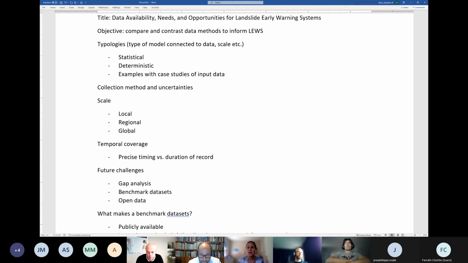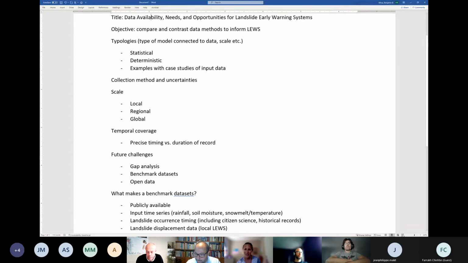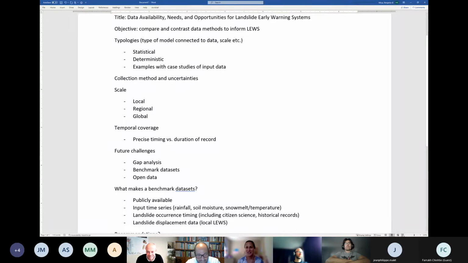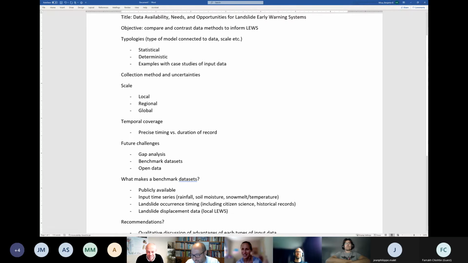Mauro, I see your hand up. Is that a legacy hand, or do you have other thoughts? No, just writing some notes. Great. Are there other thoughts or comments from some of the other participants? I know I've worked with most of you before, so I welcome your thoughts here.